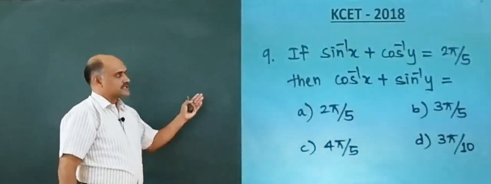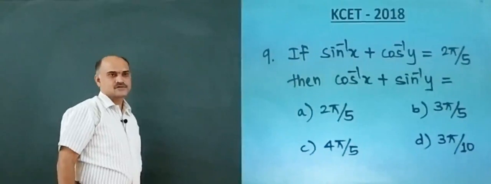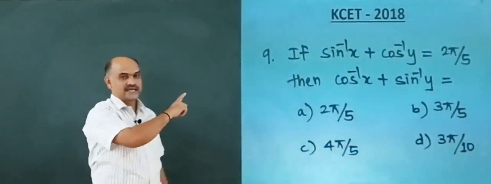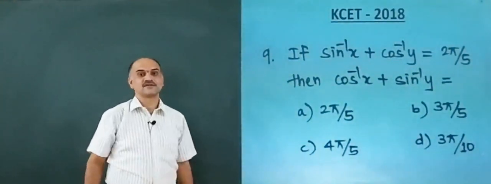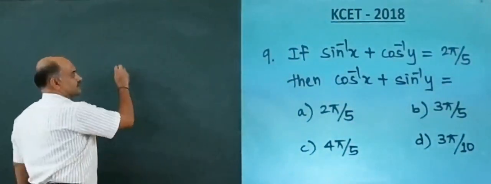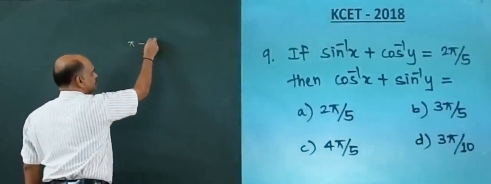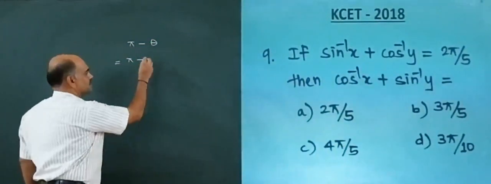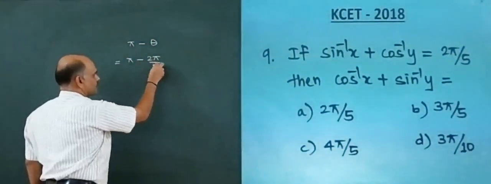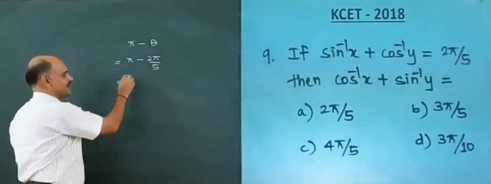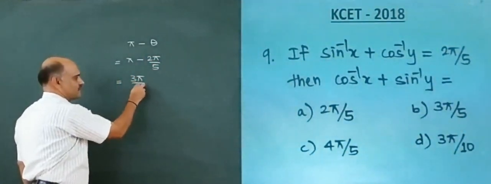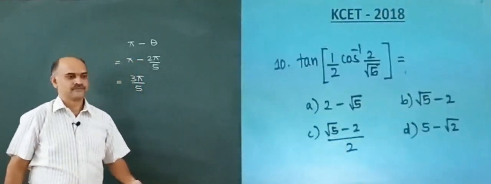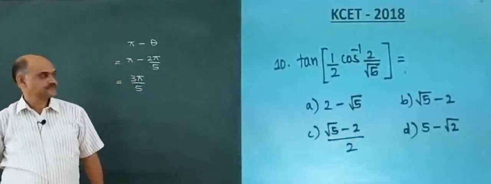Just now I told. Similarly, directly you can now solve this one. He has given sin inverse x plus cos inverse y, and he has asked cos inverse x plus sin inverse y. So directly just now I told, you will have pi minus theta. So pi minus, here theta means 2 pi by 5. So if you simplify, you will have the answer 3 pi by 5. So answer will be B. Next, 10th one.